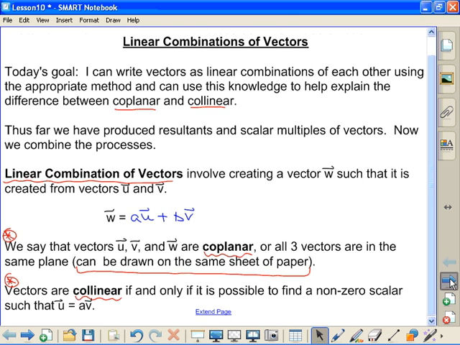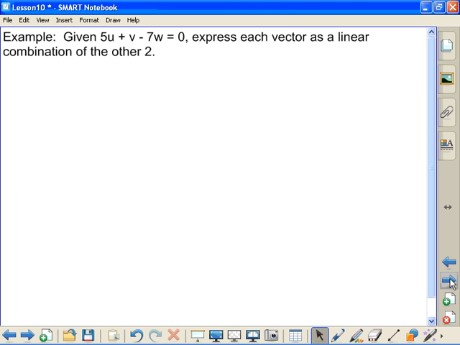All right. So let's talk about how it works. So the example, 5U plus V minus 7W equals the zero vector. So what I want you to do is I want to express each vector as a linear combination of the other two. So all this is just using your algebra skills and getting comfortable with the fact that vectors follow the algebra skills that you've learned in grade 9. So I'm going to have to find U equals, V equals, and W equals. So we'll start with U.